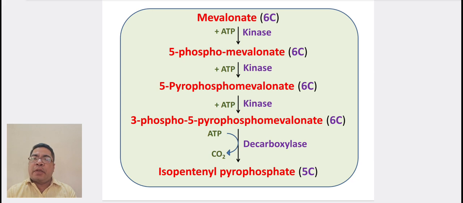In the diagram we can see mevalonate, which is a 6 carbon unit, is converted into 5-phosphomevalonate with the addition of ATP in the presence of kinase enzyme. Then it is converted into 5-pyrophosphomevalonate in the presence of ATP and kinase enzyme. Then it is converted to 3-phospho-5-pyrophosphomevalonate with the addition of ATP in the presence of kinase enzyme. Then this is converted into isopentenyl pyrophosphate with the addition of 1 ATP and removal of 1 carbon dioxide in the presence of enzyme decarboxylase. This isopentenyl pyrophosphate is a 5 carbon unit.